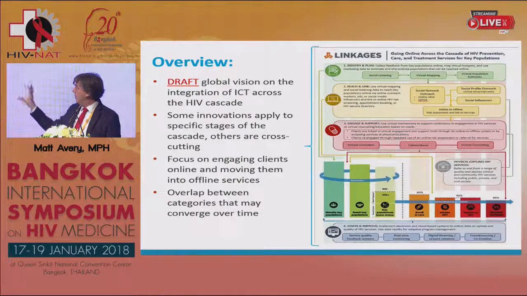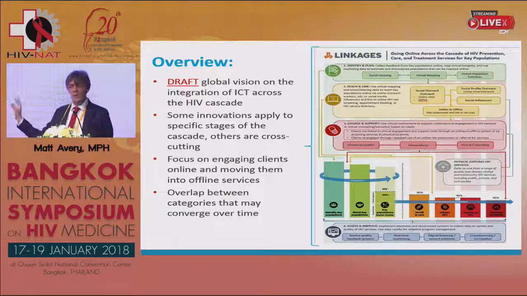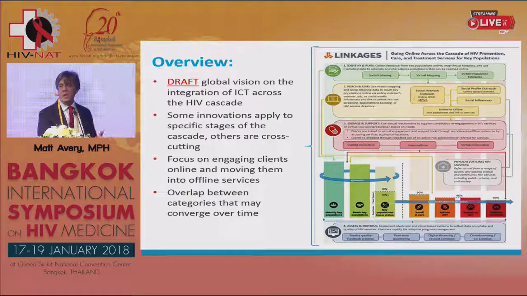So as I just said, some of these innovations are things that really apply to one specific step in the cascade. Some of them apply to multiple steps in the cascade, or in fact across the entire cascade. Now, currently, this model is really set up to emphasize the idea that we're looking at engaging with members of our target populations online in virtual spaces, but shift them into real-life interactions for physical service delivery, into HIV testing clinics, into ART service providers.